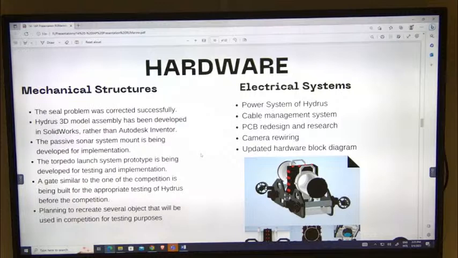Last semester we had some problems with our seal. We finally fixed that. We got the O-rings properly installed. Our seal is 100% waterproof. We made a new Hydras 3D model so we can use it for the URDF for control systems, which I'll talk a little bit later. They're also working on a torpedo launch system for one of the tasks in RoboSub that I'll get to in a little bit after I'm done talking about other divisions.